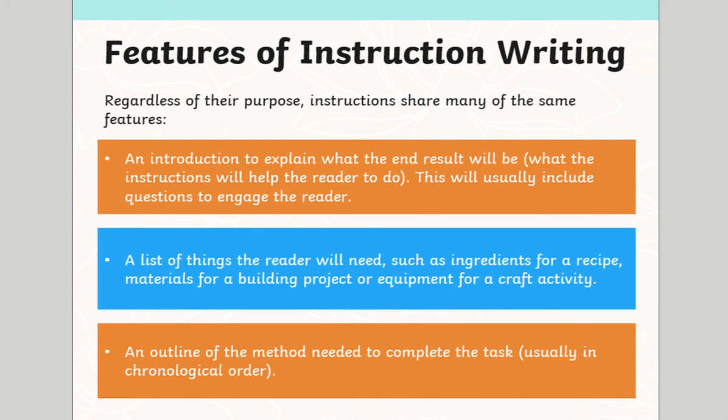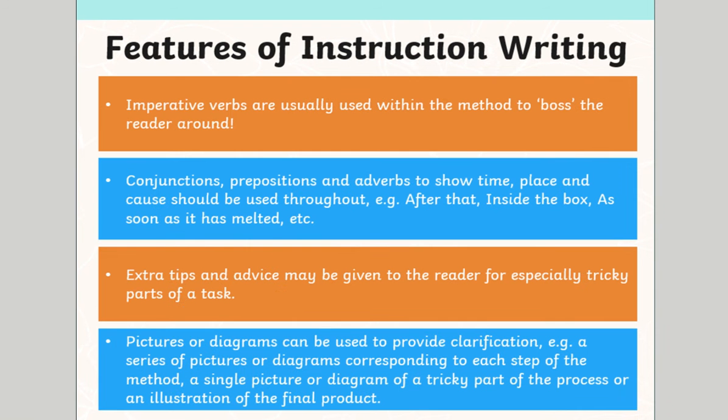They will make sure they include a list of things the reader will need, such as ingredients for a recipe, materials for a building project, or equipment for a craft activity. They'll also include an outline of the method needed to complete the task, which is usually in chronological order. Remember, if something's in chronological order, then it's in the order that you would complete a task in. There's usually imperative verbs used as well, which we know as bossy verbs, and they boss the reader around and tell them what to do.